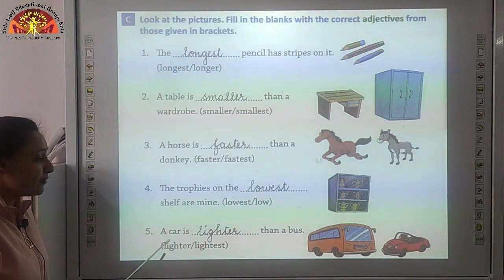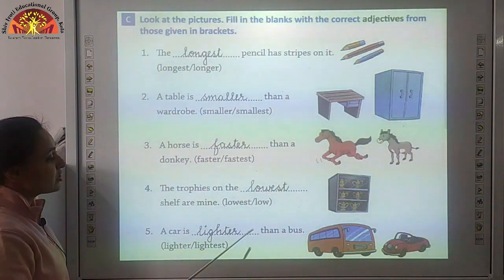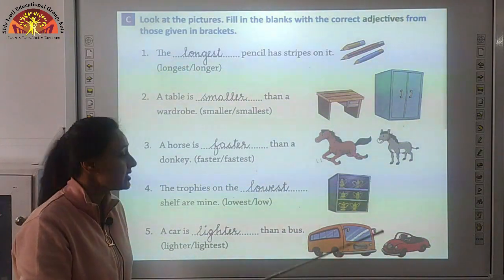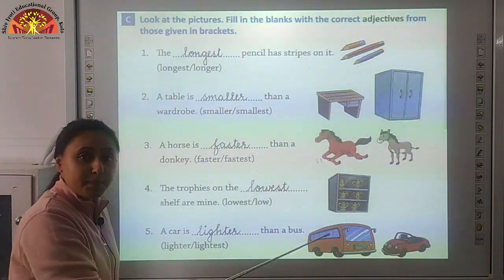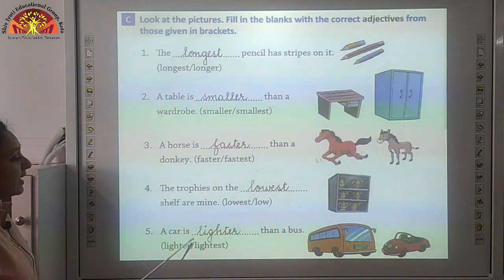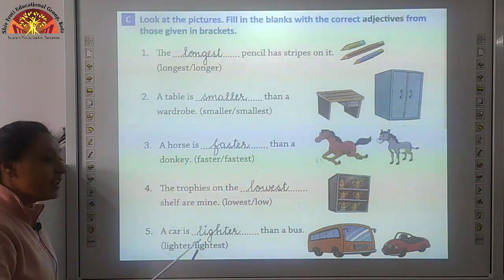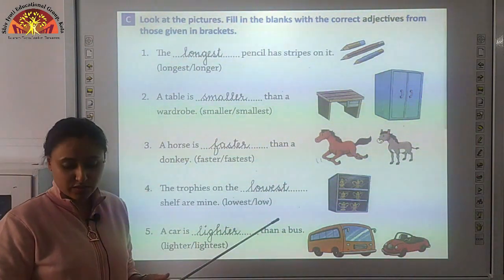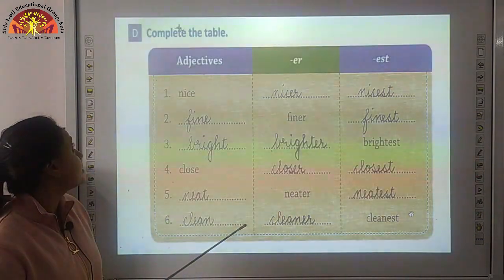Now look at number 5. A car is dash, than a bus. So here we are comparing between two things, car and bus. So we will write lighter over here. Options are lighter and lightest. We will write lighter over here because we are comparing between two things. Okay. Now we'll switch to the next question.